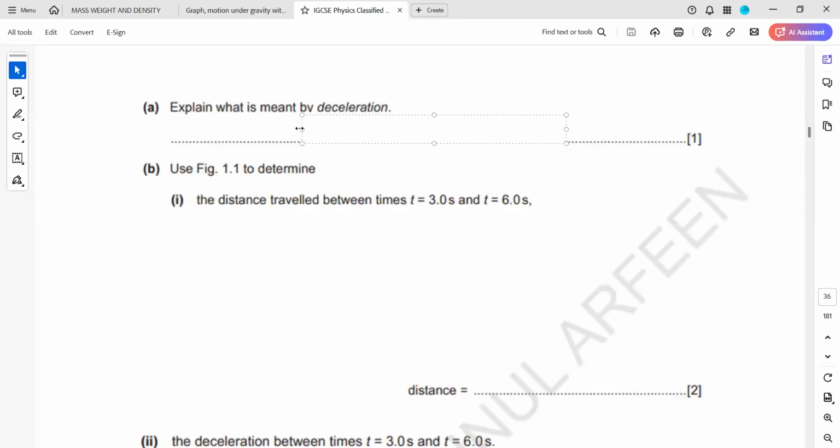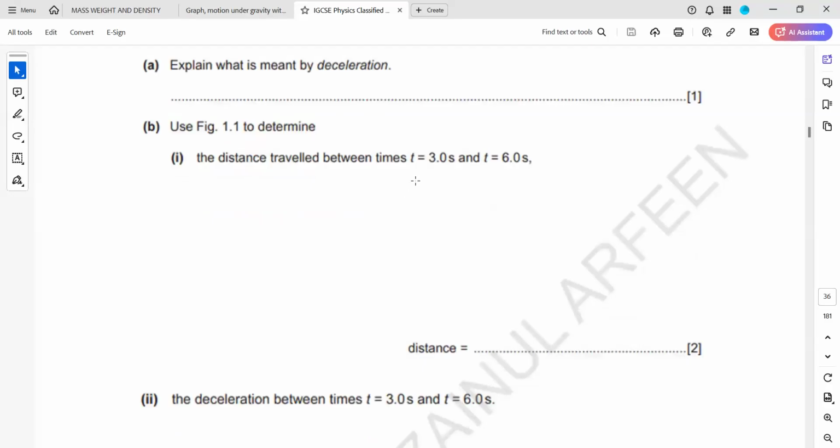Velocity every second. Velocity is not speed. A decrease in velocity every second, in unit time. Every second, or I can say unit time. We can say minute or hour or second. Unit time means it can be per second, per minute, per hour.